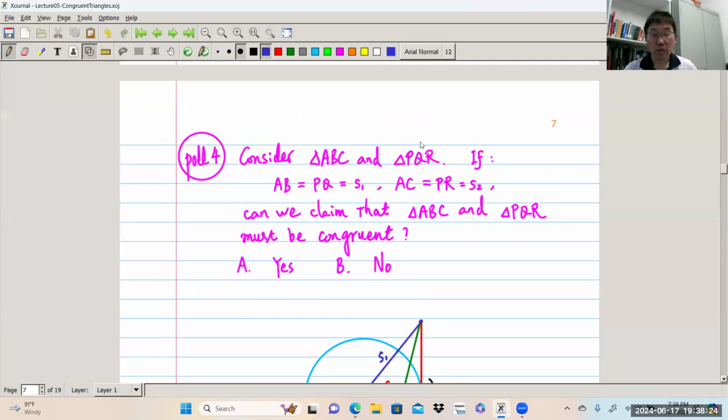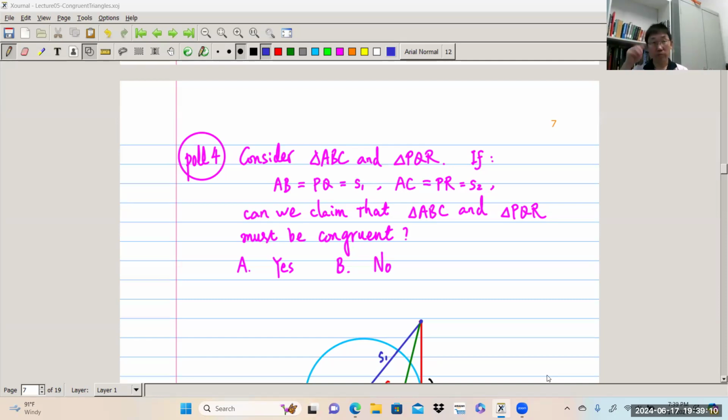So let me launch this problem number 4. Again, in problem number 4 we have two triangles, and I give you two congruence relationships. Can you use these two relationships to claim that the two triangles are congruent? Consider triangles ABC and PQR. AB equals PQ, AC equals PR. Can we claim that ABC and PQR must be congruent?